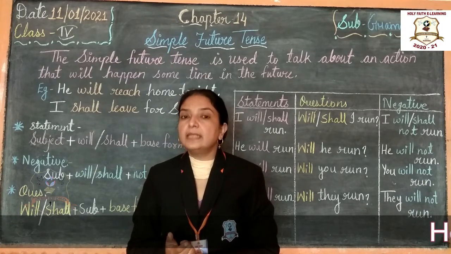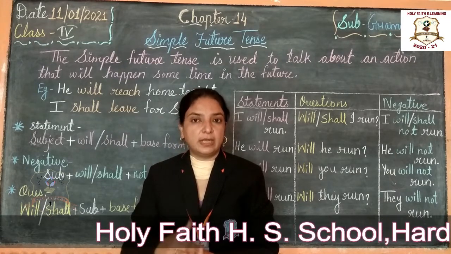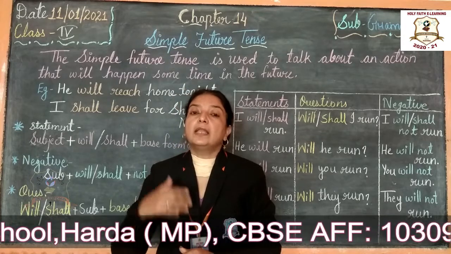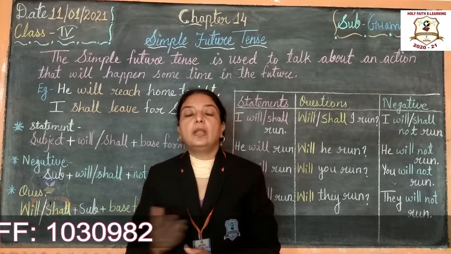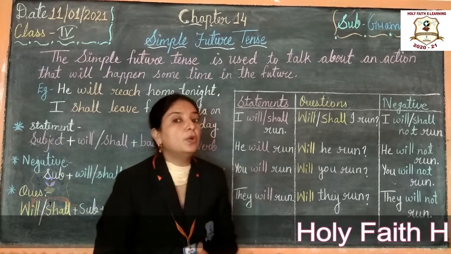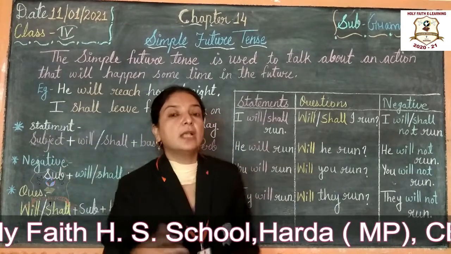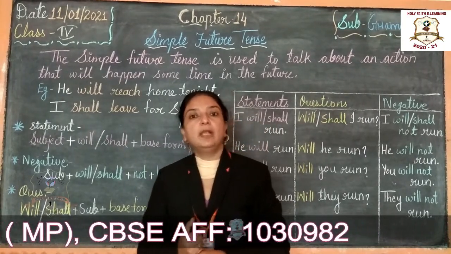What is present tense? Present tense is what we are doing now. Present जो अभी चल रहा है, that is called a present tense. Past tense means जो हो चुका है, that happened. That is called a past tense. Today we are going to learn about simple future tense. What is simple future tense? Means जो होने वाला है in future. That is called a simple future tense.